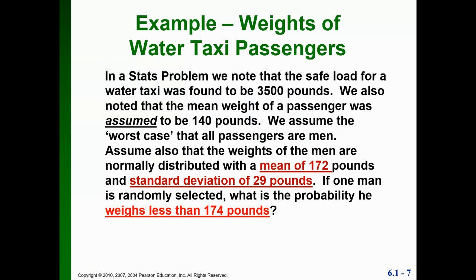Here's our first real example. You get a water taxi where the mean weight of people on board is 172. The standard deviation is 29. What's the probability that if one man was selected at random, his weight would be less than 174?